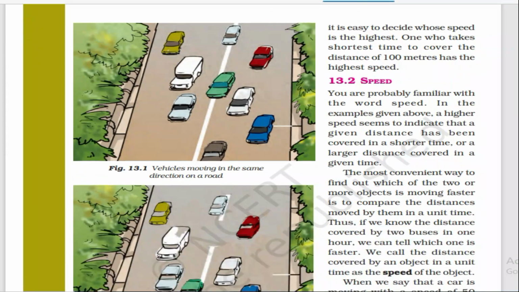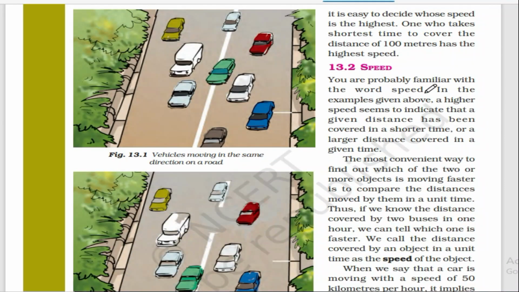Now we are going to study speed. You are probably familiar with the word speed. In the example given above, a higher speed seems to indicate that the given distance has been covered in a shorter time, or a larger distance covered in a given time. The most convenient way to find out which of two objects is moving faster is to compare the distance moved by them in a unit time.